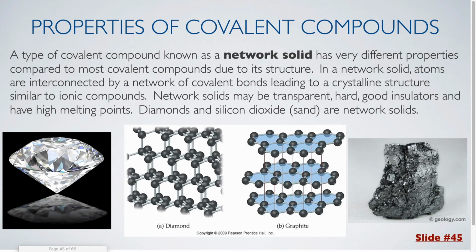A type of covalent compound known as a network solid has very different properties compared to most covalent compounds due to its unique structure. In a network solid, atoms are interconnected by a network of covalent bonds leading to a crystalline structure which is somewhat similar to the ionic compounds. Network solids may be transparent, hard, good insulators, and have high melting points. Diamonds and silicon dioxide are both examples of network solids. In this picture right here, you can see each of the carbon atoms interconnected within that structure.